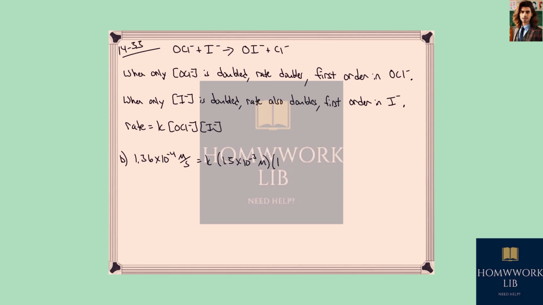You can choose any set of data you want, any line. I'm going to choose the first line that has the concentration of OCl- and iodide at 1.5 times 10 to the negative 3, with an initial rate of 1.36 times 10 to the negative 4. Rearrangement then gives us a K value of 60.4 1 over molarity seconds.